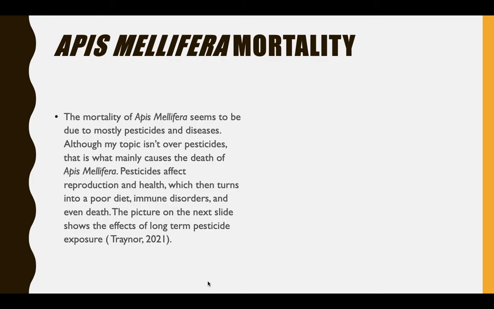Apis mellifera mortality. The mortality of Apis mellifera seems to be due to mostly pesticides and diseases. Although my topic isn't over pesticides, that is what mainly causes the death of Apis mellifera that I have found. Pesticides affect reproduction and health, which then turns into poor diet, immune disorders, and even death. The picture on the next slide is going to show the effects of long-term pesticide exposure.